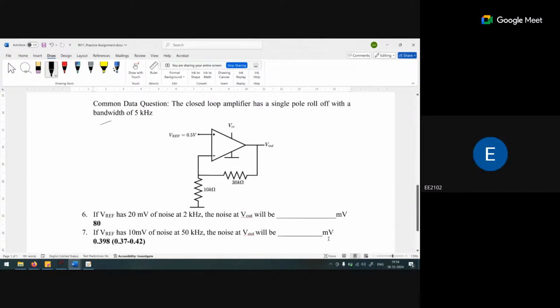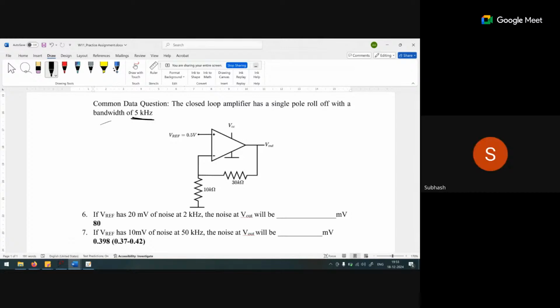The closed loop amplifier has a single pole of roll off with a bandwidth of 5 kilohertz. If we reference 20 millivolt of the noise at 2 kilohertz, the noise at V out will be. Now there is one thing that is important, that your roll off will be 5 kilohertz.